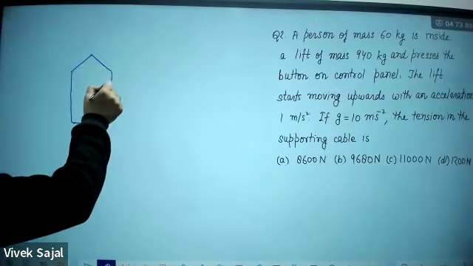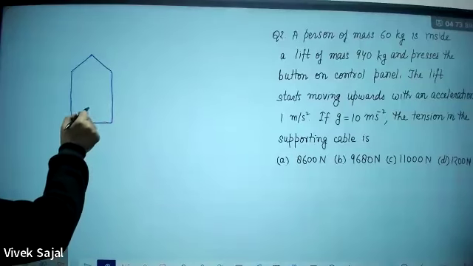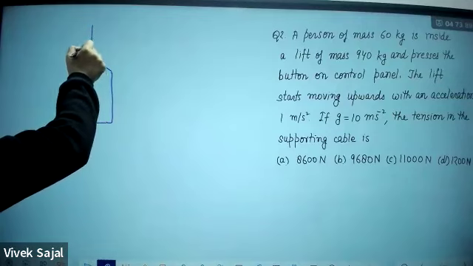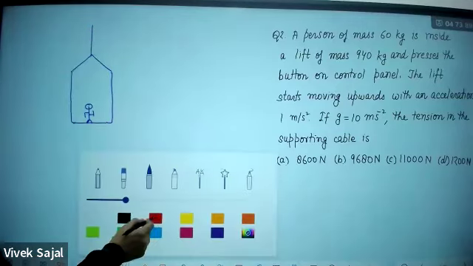In this lift, there is a person. A person is standing here. This is a person here. And this lift is attached with the cable.